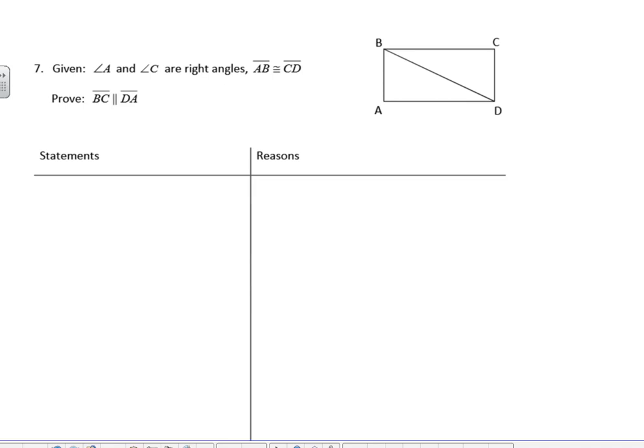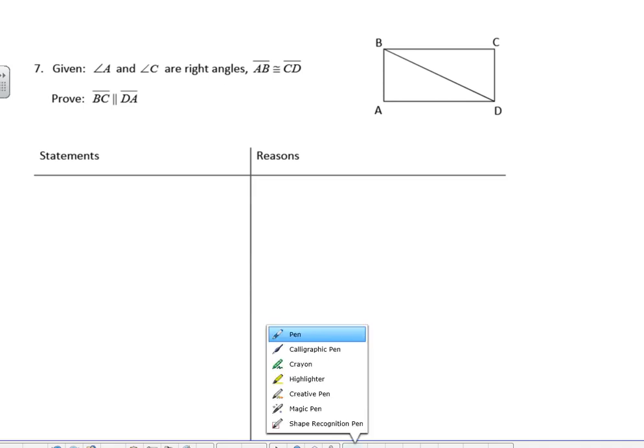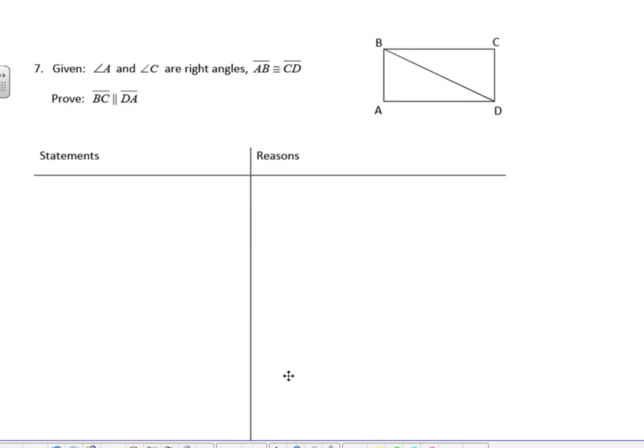We want to prove that BC is parallel. Okay, well, how are we going to do that? Well, here's BC and here's AD. Well, probably what we're going to do is prove some angles that are congruent. And so if we could show that angle CBA was congruent to angle ADB, then we could prove that the lines are parallel because the alternate interior angles would be congruent.